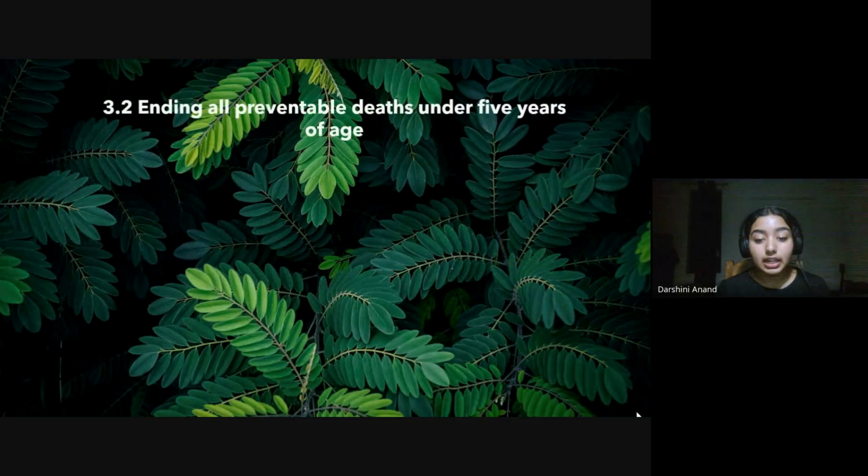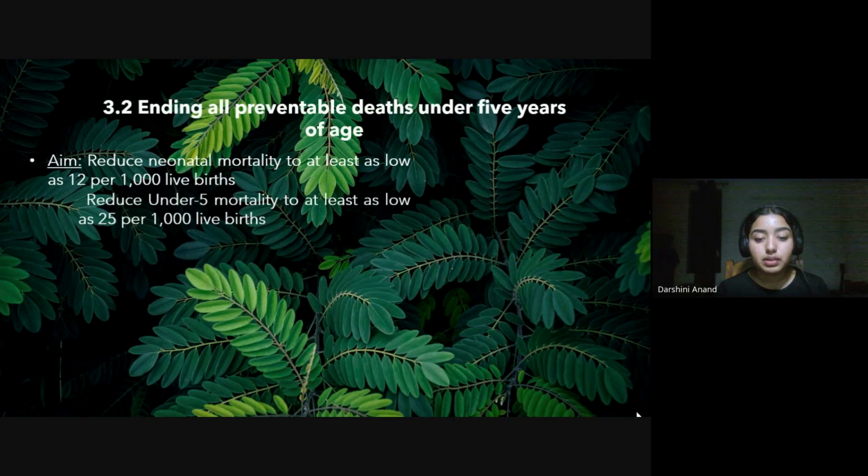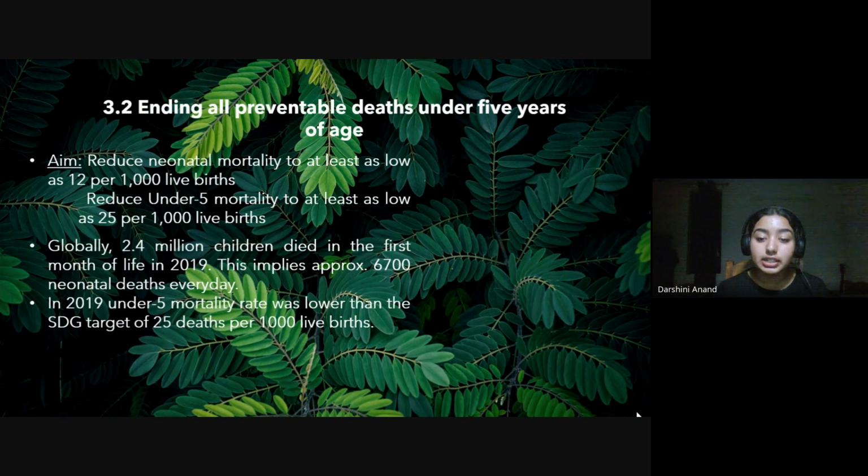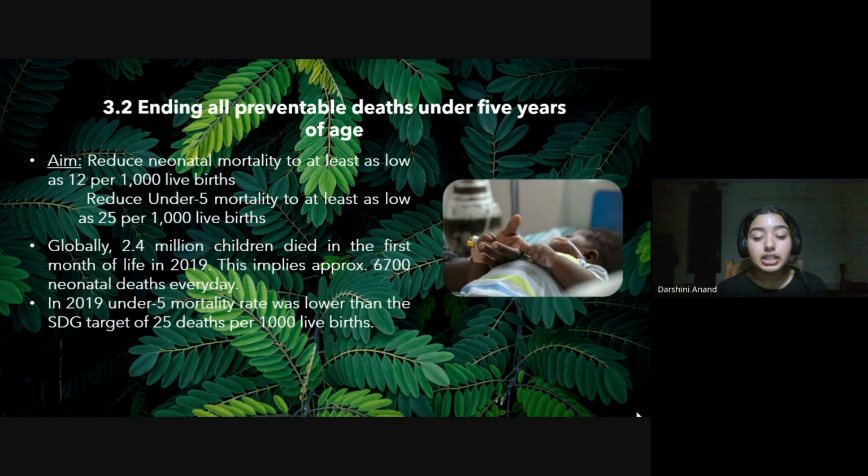Moving on to the second target, target 3.2. 6,700 neonatal deaths occur every day. The target 3.2 ensures ending all preventable deaths under 5 years of age. Its aim is to reduce neonatal mortality to at least as low as 12 per 1,000 live births and reduce the under 5 mortality to at least as low as 25 per 1,000 live births by 2030.